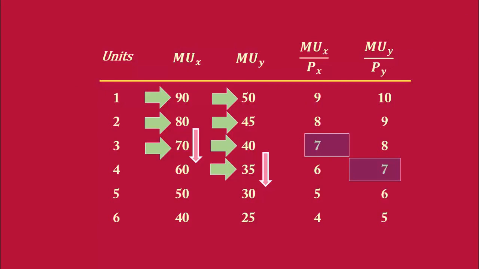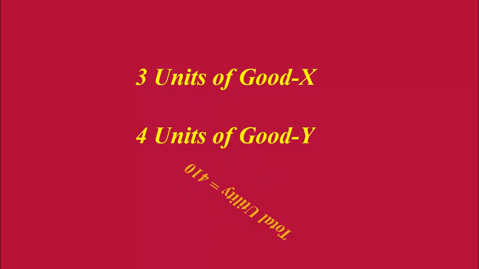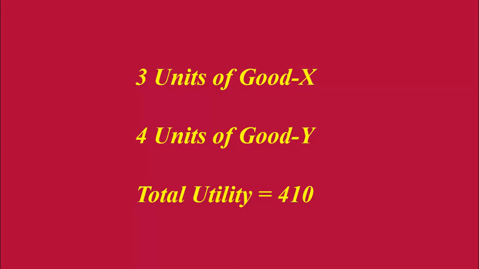Given the utility schedule, income of the consumer and prices of the two goods, 3 units of good X and 4 units of good Y is the equilibrium combination. 410 units is the maximum total utility that our consumer can get. No other combination will bring him as much total utility as this one. Once the equilibrium is reached, the consumer will neither go for a new combination nor prefer a reallocation in his budget. We shall discuss consumer equilibrium graphically in the next lesson.